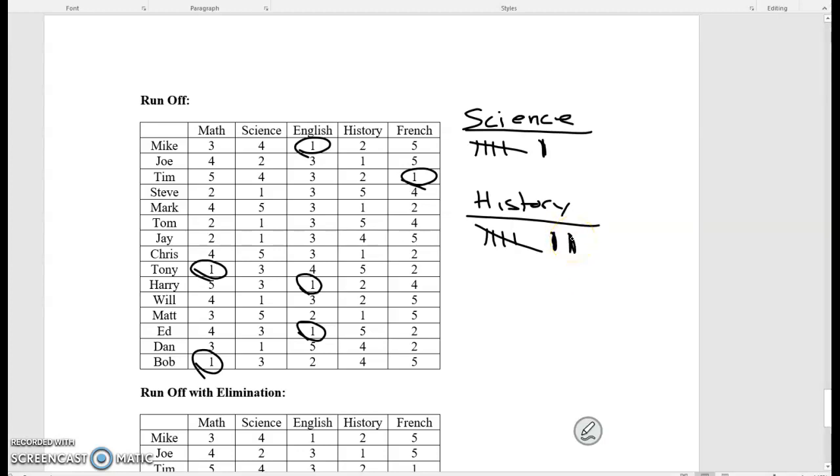Down here for Ed, he voted English first, so it was science third, history fifth. So science gets the vote. And then finally for Bob, who voted math, his science score was 3, his history score was 4, so science gets that vote. So by runoff with elimination, science with a score of 8 wins.